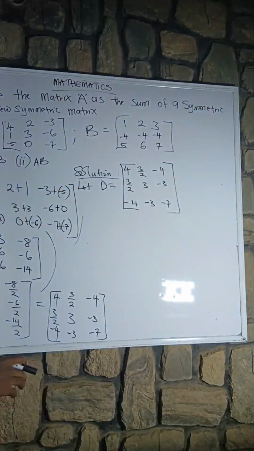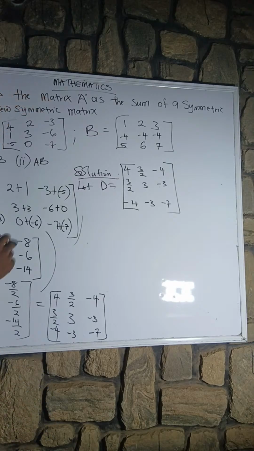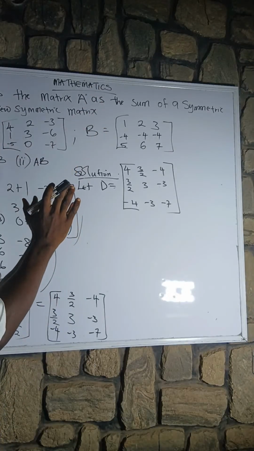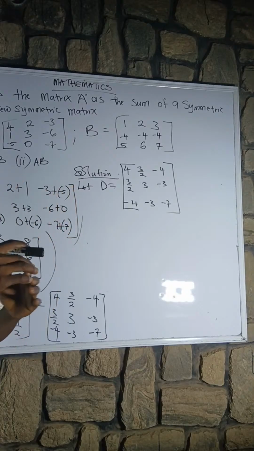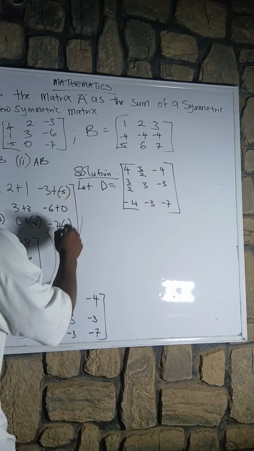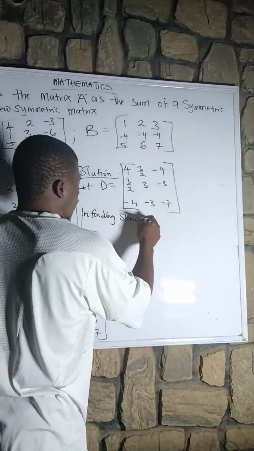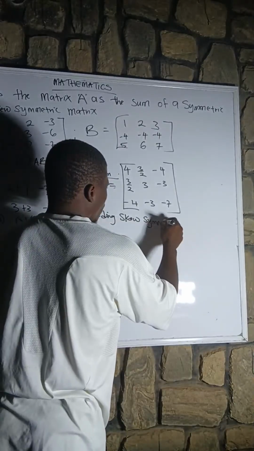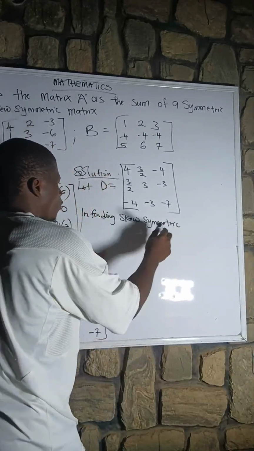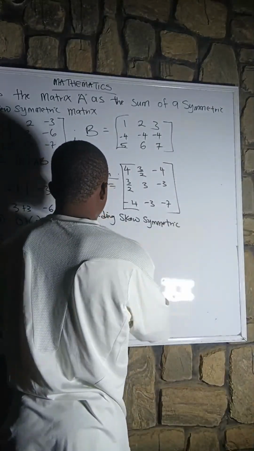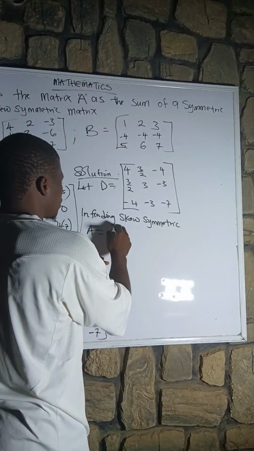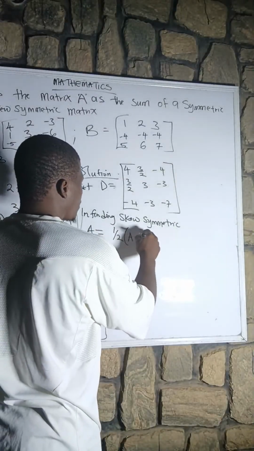Now let's move to finding the skew symmetric of the same matrix A. Now in symmetric matrix, I would say our formula was half open bracket A plus the transpose of A. Now in finding skew symmetric, we are going to be using the formula: half open bracket A minus A transpose.